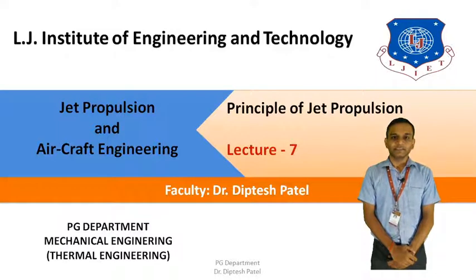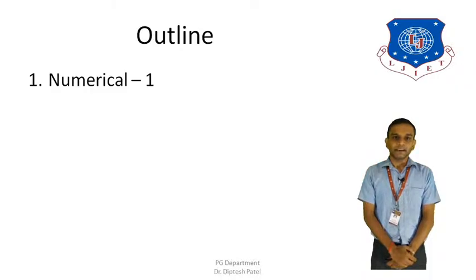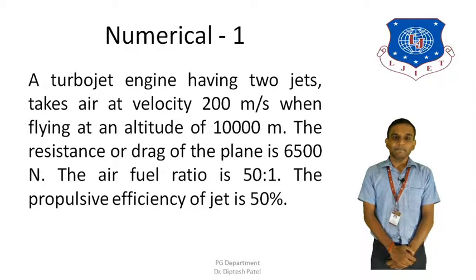This is lecture 7 of Principles of Jet Propulsion. So far we have completed the theory of this chapter, and now we are going to calculate some numericals, which is very important in terms of the GTU exam. So these are the outlines of today's session, in which we are going to solve a numerical 1. So let's start the examples.